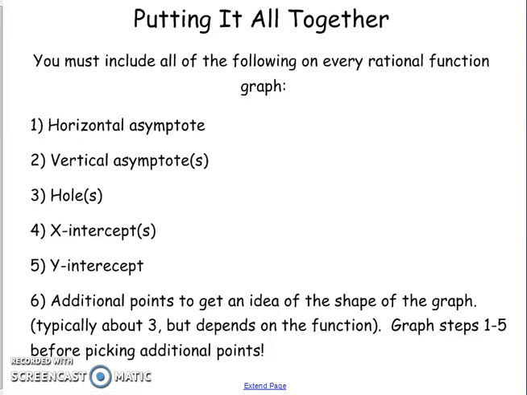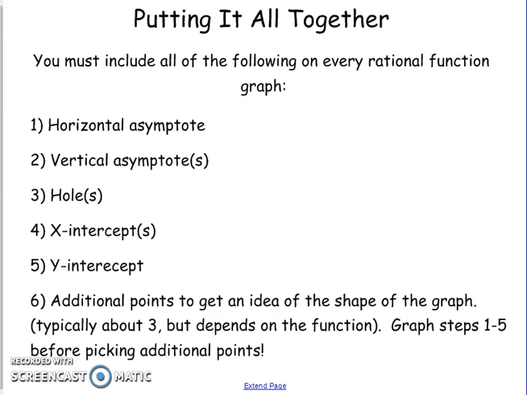So now we're going to put everything that we've learned together. When we go to graph a rational function, these are the 6 things that you have to include on every rational function graph. If I ask you to graph a rational function, you're going to give me the horizontal asymptote, the vertical asymptote, any holes that you have, the x-intercepts, the y-intercept, and then you need additional points to get an idea of the shape of the graph.